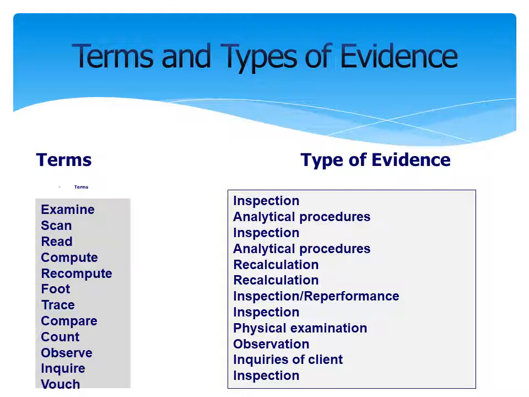The term foot means addition of a column of numbers to determine whether the total is the same as the client's. So recalculation is a suitable type of evidence. And the term trace is an instruction normally associated with inspection or re-performance. So the suitable types of evidence are inspection and re-performance.